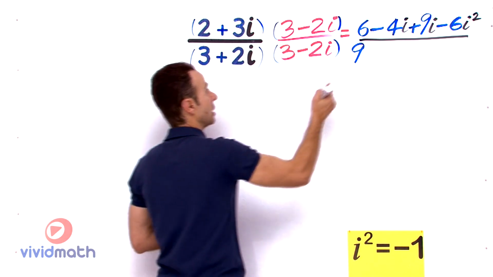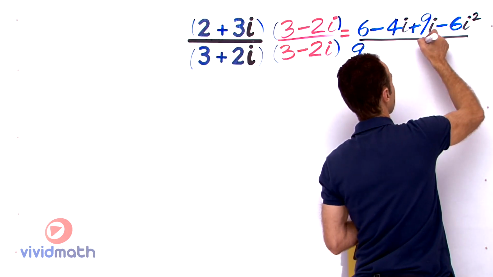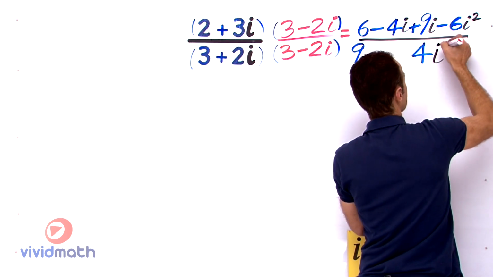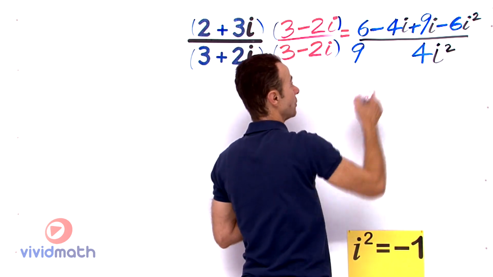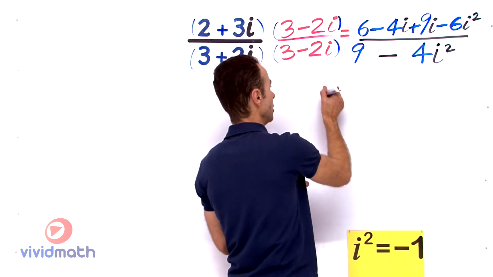So 3 squared is 9, and 2i squared is 4i squared. Now, because it's a difference of two squares, that's a square, that's a square, just put a minus in between. Let's continue with this.